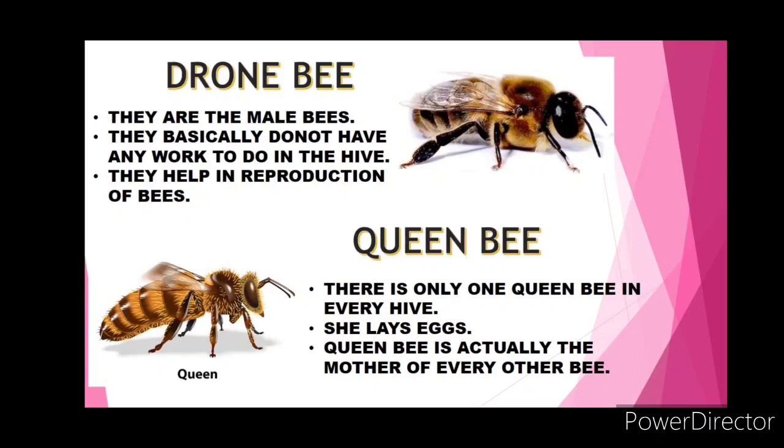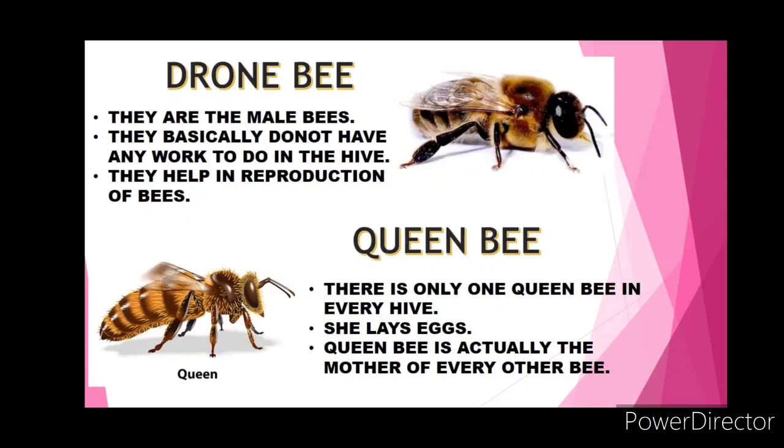Because the worker bees cannot lay eggs, from where the bee takes its birth. So only the queen bee can lay eggs. The female worker bee cannot. And the drone bee helps the queen bee to lay the eggs. So the queen bee is the mother of all the bees who are present in the hive.